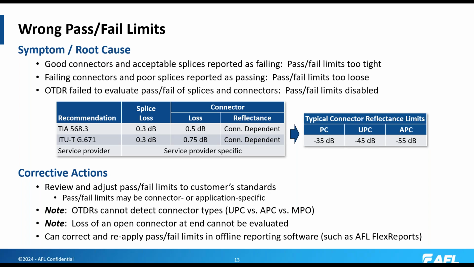Also note that the loss at the open end of a network under test cannot be evaluated. That's because we're going from backscatter level before the open end to no backscatter level after it, so there's no measurable loss in that case. Once again, if you applied the wrong pass-fail limits when you ran your test, your offline reporting software may be able to correct and reapply modified pass-fail limits.